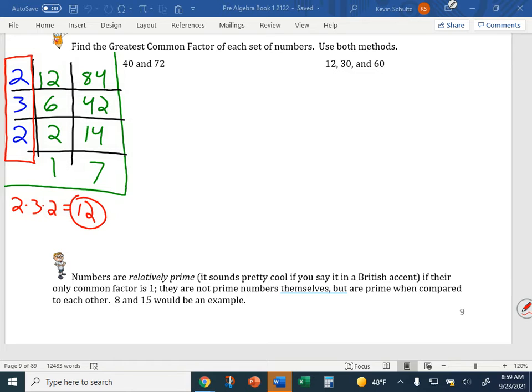wouldn't it be great if it did? It does. It does. It also works for every set of 3 numbers. Woo, thank goodness, right? So let's practice this with 40 and 72. Okay? 40 and 72. I'm going to write my numbers down here, 40 and 72. I'm going to make my little grid here.